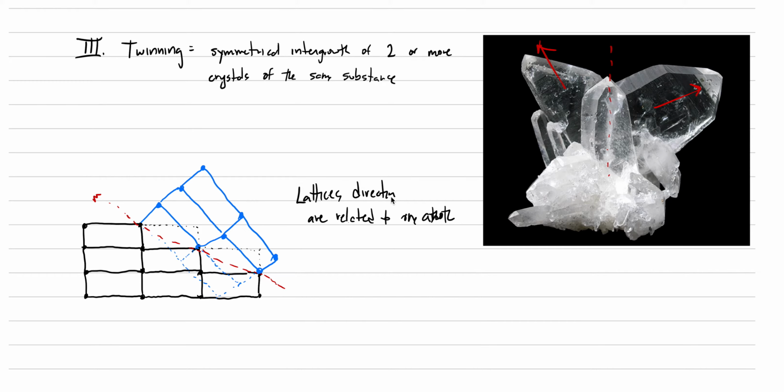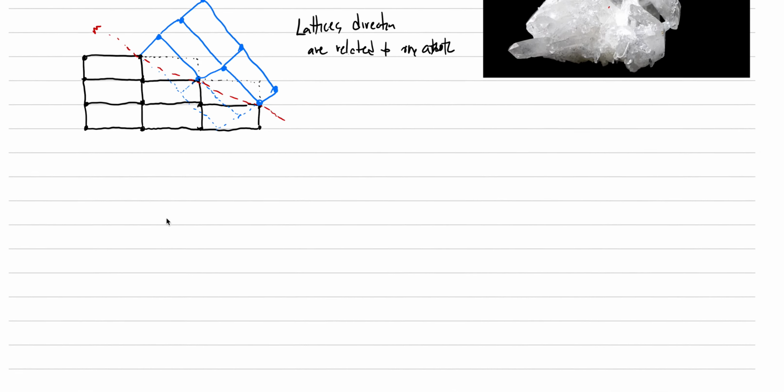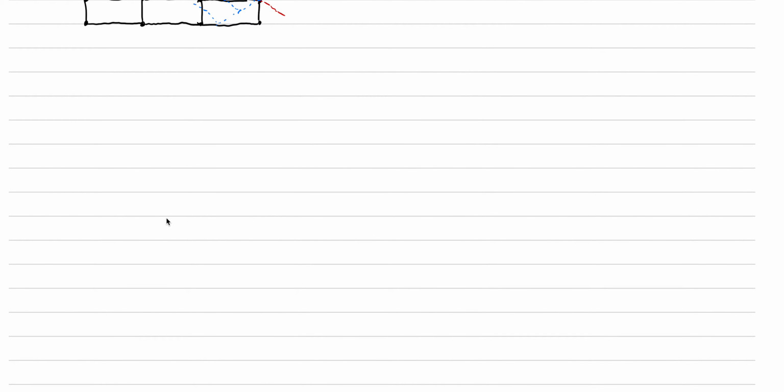Maybe some more examples would actually help kind of drive this home. There's about 4 different types of twins that I want to cover right now. There is a series of growth twins, and then there's a type of deformation twin. So we're just going to march through these. Growth twins. There are 1, 2, 3, 4 types of growth twins.